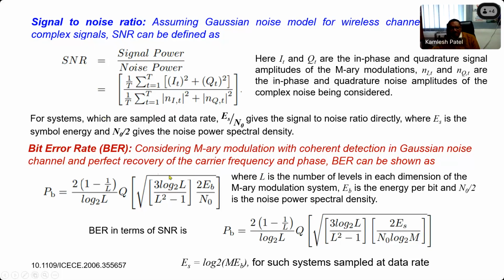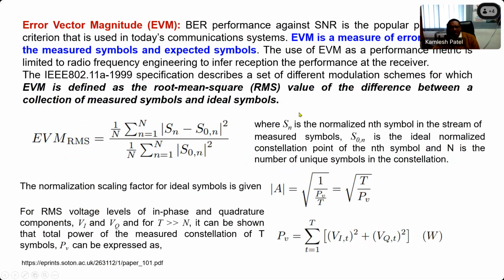Similarly, bit error rate is defined with this equation where the parameters are given, like L is the number of levels in each dimension. So we can correlate the value of bit error rate with SNR by replacing the value of Eb by N naught. So we replace Eb by N naught with SNR, where Es is given as log base 2 M into Eb. So M represents M-ary modulation. There are some more equations which define the value of error vector magnitude. So bit error rate was okay when we are able to measure the value of SNR.